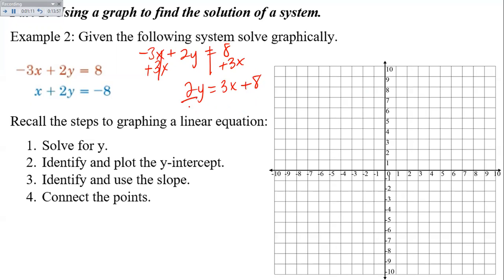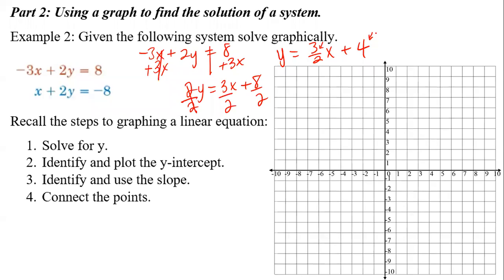Okay, and then I'm going to divide by 2. So that tells me that my first equation is y equals 3/2 x plus 4. Agreed? Okay, so for this problem, my y-intercept is at 4, and my slope is, so here's my b.